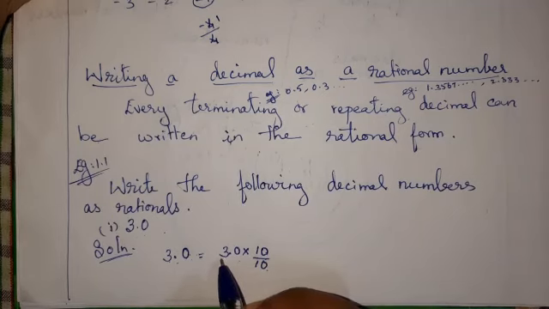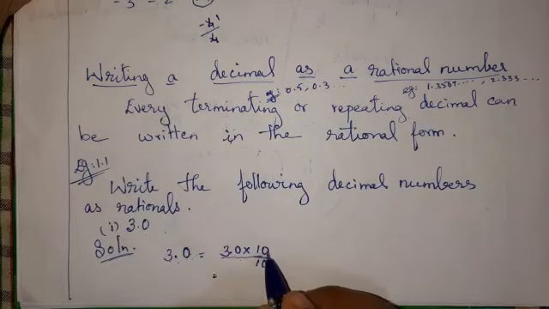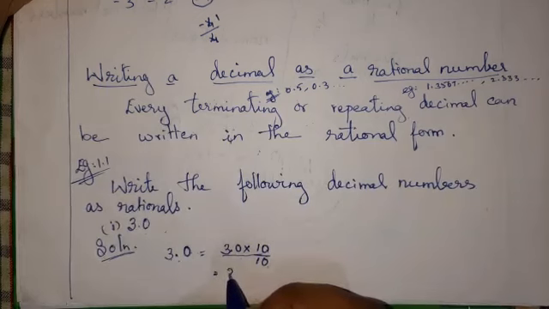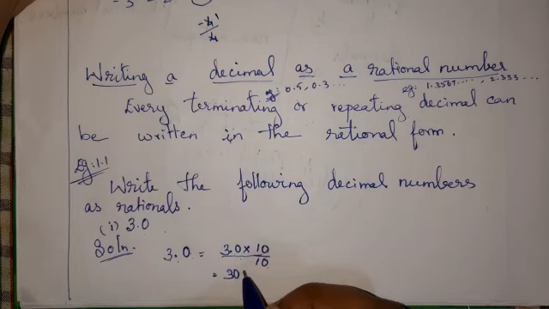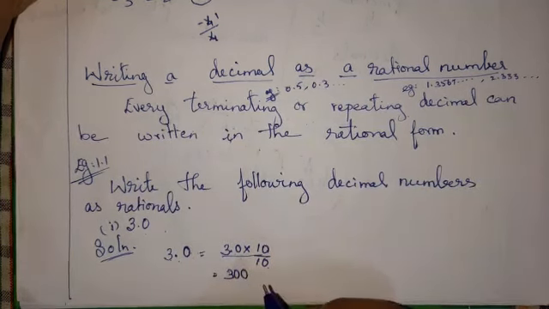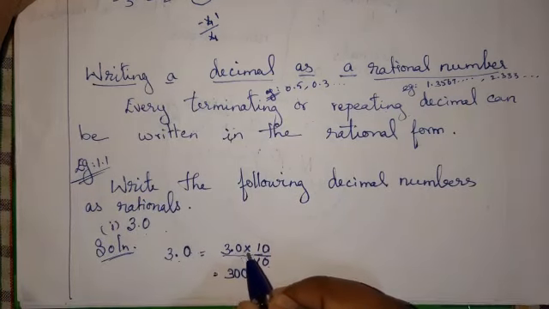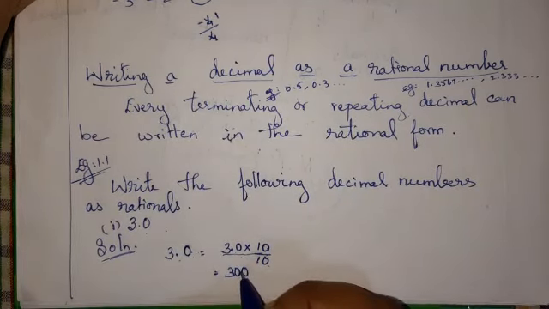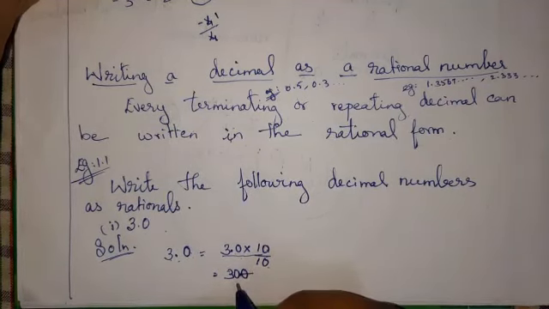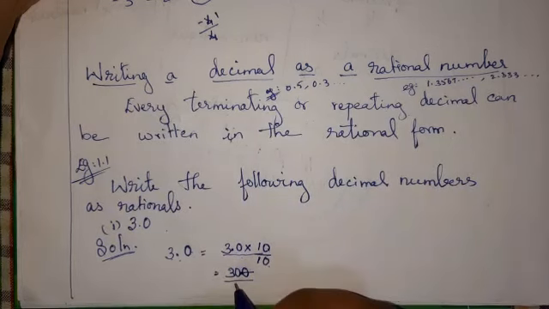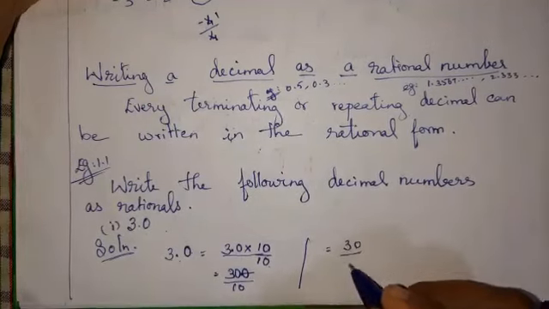Okay. Now, multiply the numerator, that is 3.0 into 10. You write 3, 0, and multiply by 10, that is 0. Then count the decimal. After the decimal, you have only one digit. From the right, you put the decimal here and cancel the 0. Divided by this 10. Now you have 30 divided by 10.